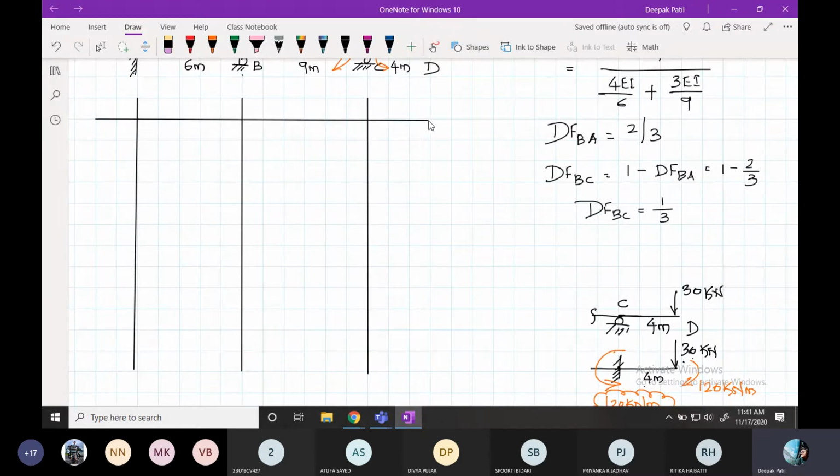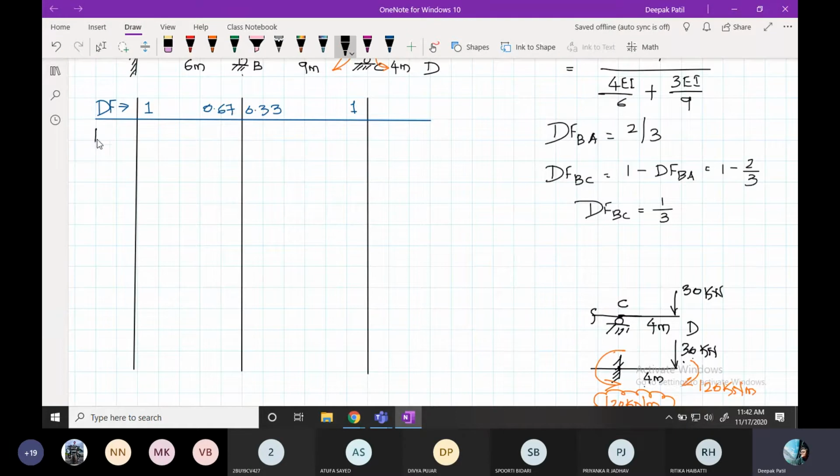Then you have to draw this horizontal line. Then above this horizontal line, what will you be writing? You will be writing the distribution factors. I told you at these supports, the distribution factors will be 1. So no need to write, or you can write it. So DFBA we found as 2 by 3, which is 0.67. And this is 1 by 3, which is 0.33. And at C also the distribution factor will be 1.